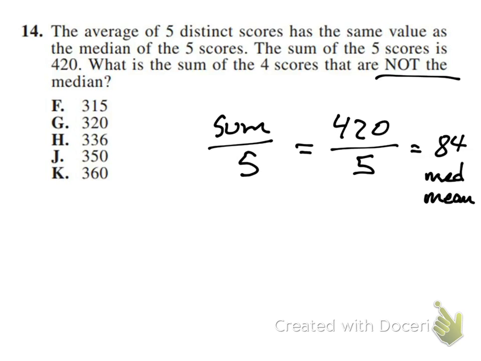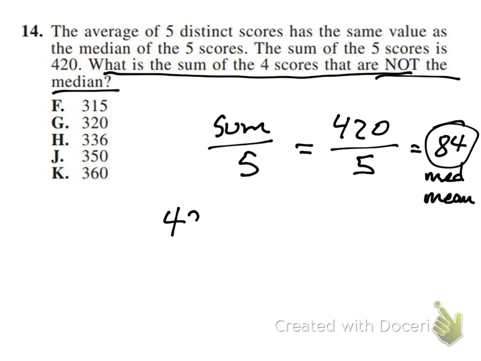So this is telling us what is the sum of the 4 scores that are not the median. That means we need to subtract the median from 420. 420 minus 84 is going to give us 336. Is that it?